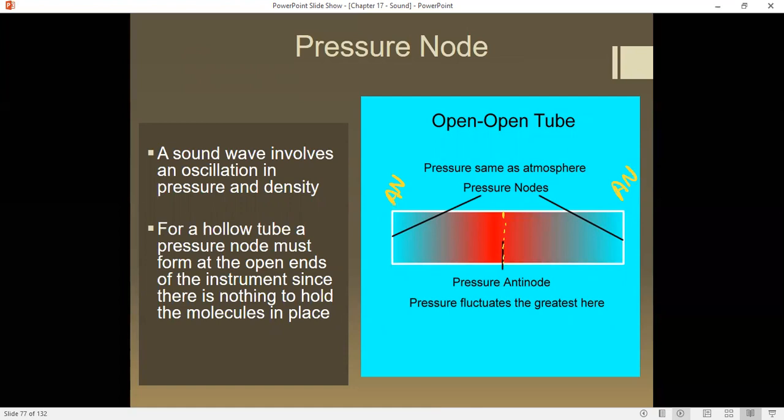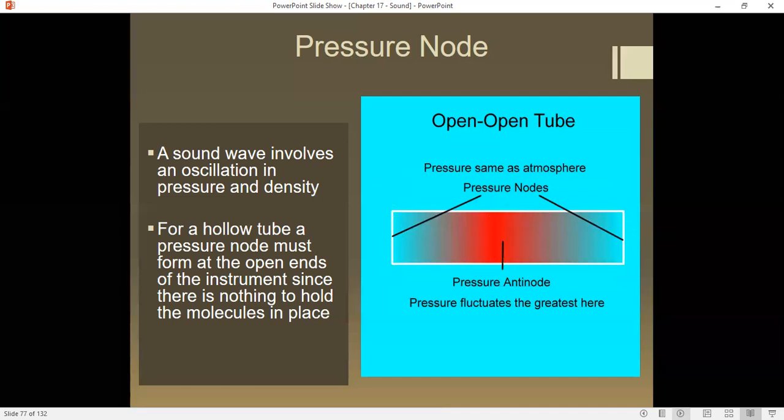In terms of pressure, well, the pressure does just the opposite. At the open ends of the tube, there are pressure nodes. At the center, there's a pressure antinode. So the pressure is varying the most at the center of the tube for the fundamental, and it's not varying at all at the ends. The molecules are moving the most at the ends of the tube, and they're squeezed at the center where they can't go anywhere.